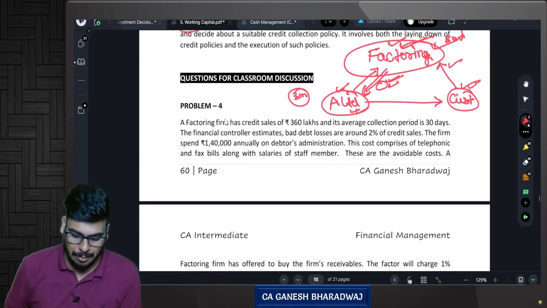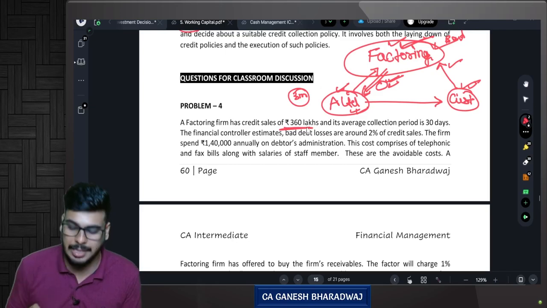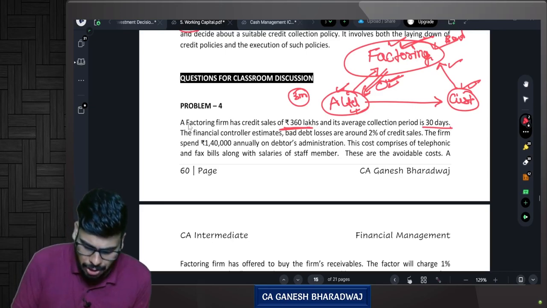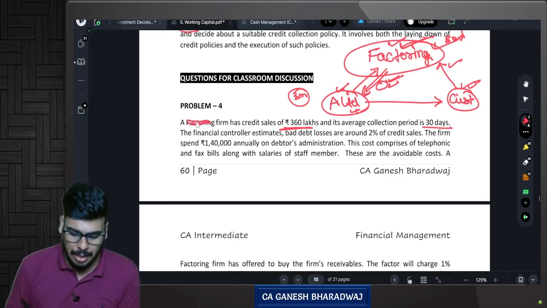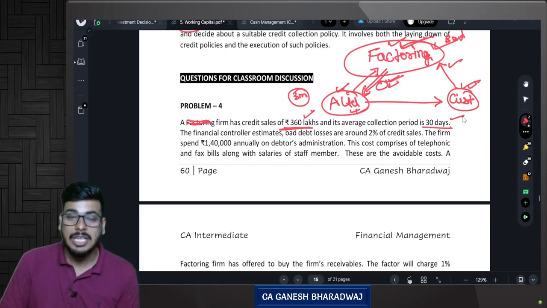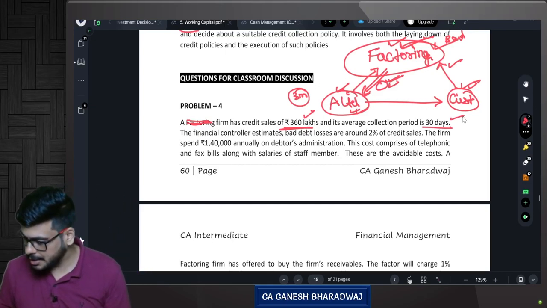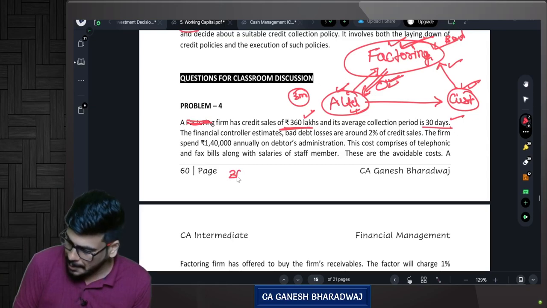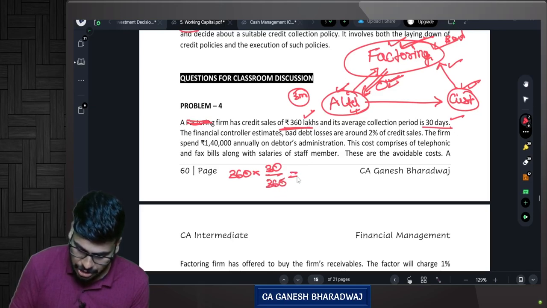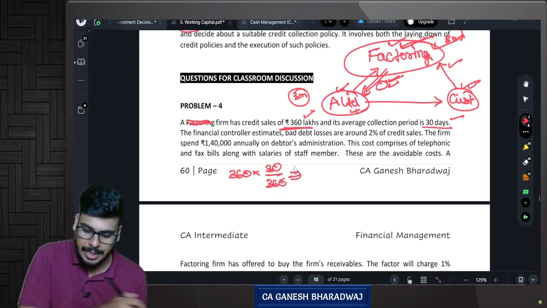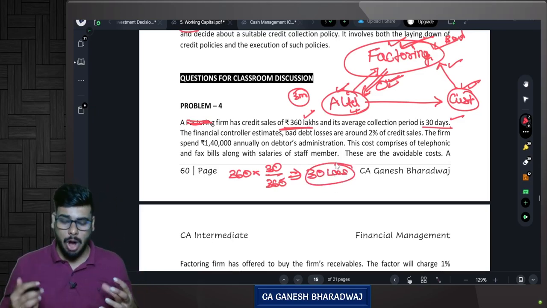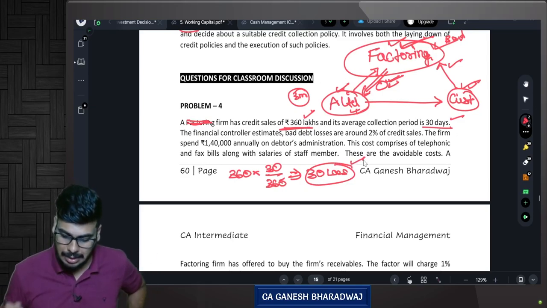Question number 4. A factoring firm has credit sales of 360 lakhs, and its average collection period is 30 days. This is actually not a factoring firm, it's a normal company. They have credit sales of 360 lakhs in a year and its average collection period is 30 days. So what is one operating cycle's debtors value? 30 divided by 360 into sales. So in one cycle, they have a debtor balance of 30 lakhs, or in other words, the amount that gets blocked by way of debtors is going to be 30 lakhs for this company.